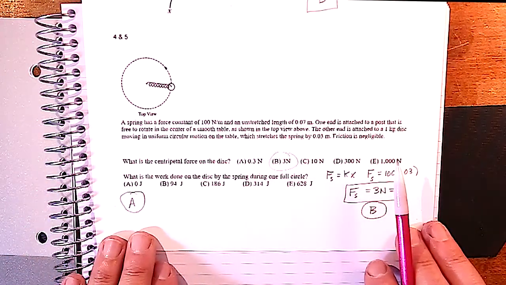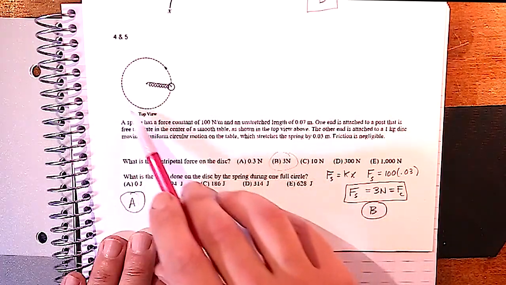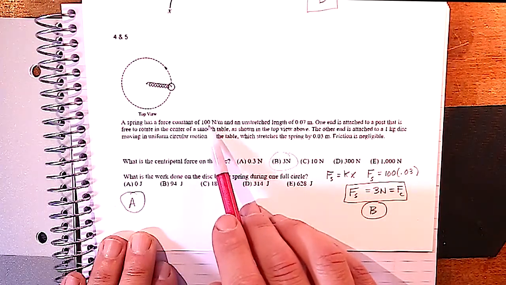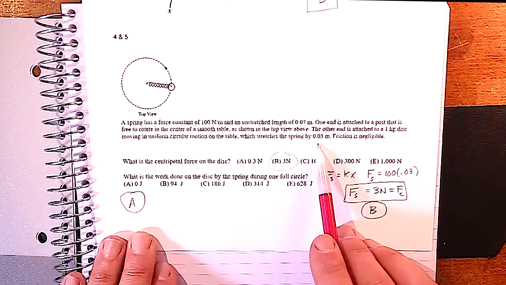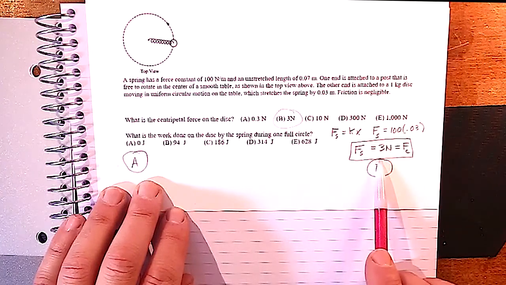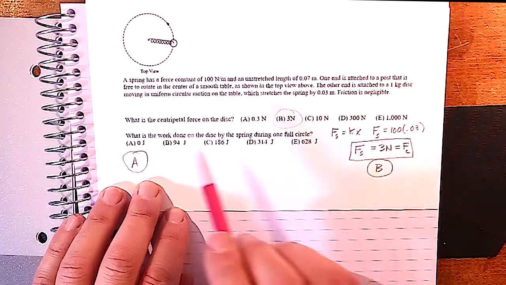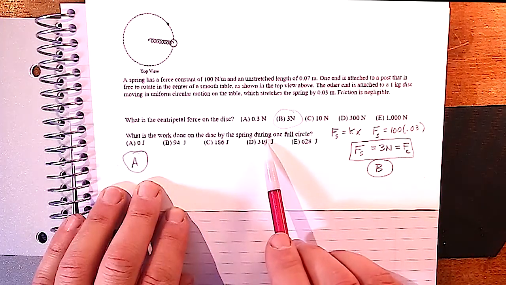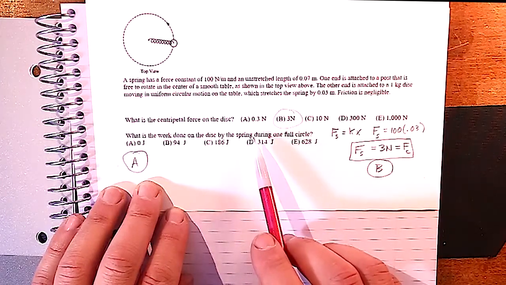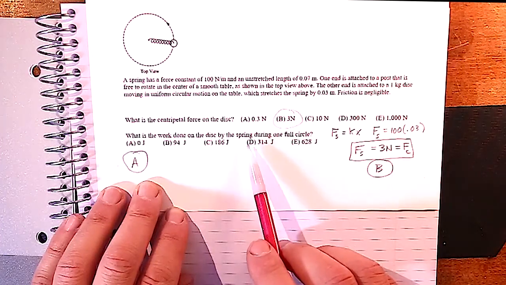Number 4 and 5. So in this one, we have a spring that's been stretched out that makes this object spin in a circle. The spring constant is 100 newtons per meter, and it gets stretched 0.03 meters. So we can do F equals kx to find the force of the spring, and the force of the spring is the centripetal force. That's the net force. And for the work done on the disc by the spring during one full circle, the force is perpendicular to the displacement, so no work is done.